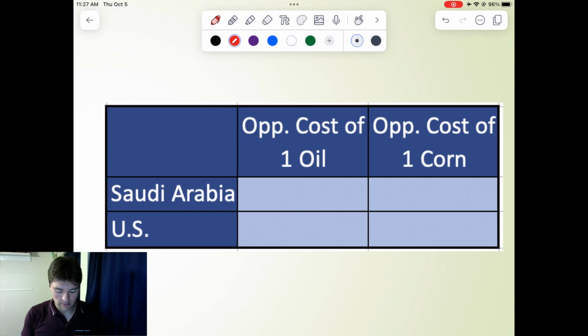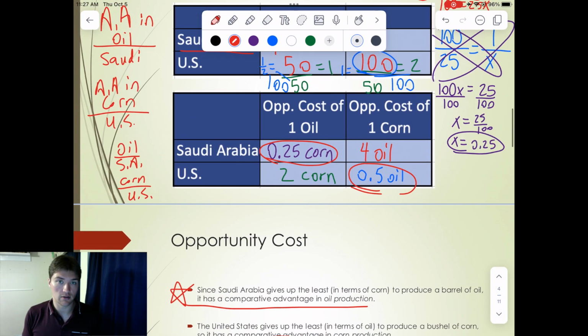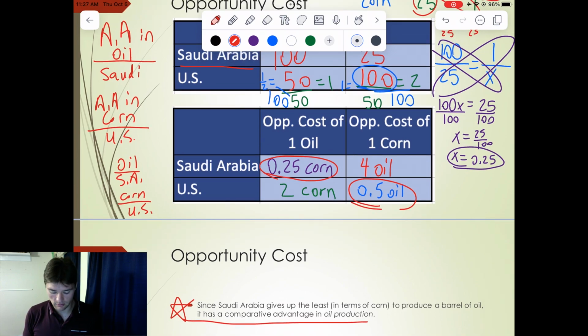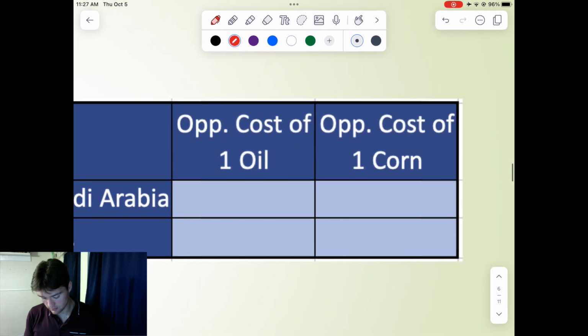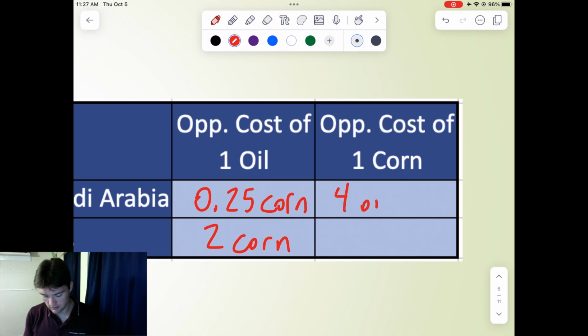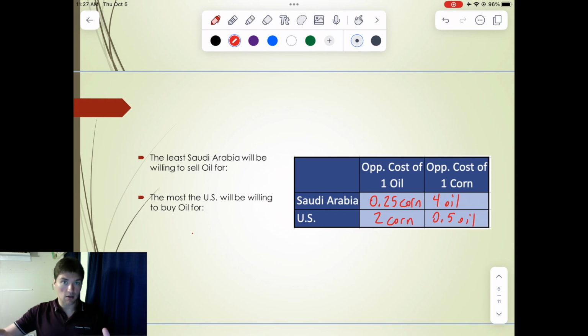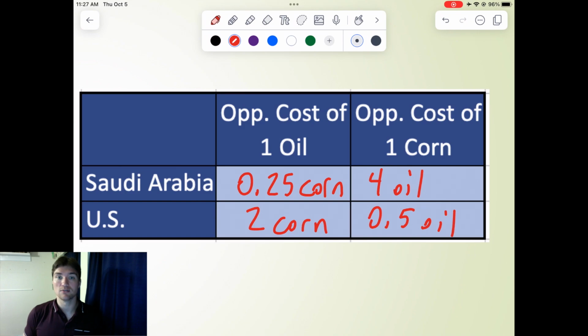So what we're going to do here is we're going to input the numbers that we calculated earlier. And so for Saudi Arabia, this was 0.25 corn, and then this was 2 corn, this was 4 oil, and this was 0.5 oil. Okay. So basically, this is like the minimum cost for each one of these countries to make something. So the minimum cost to make oil for Saudi Arabia is 0.25 corn. So basically, that is the cost.